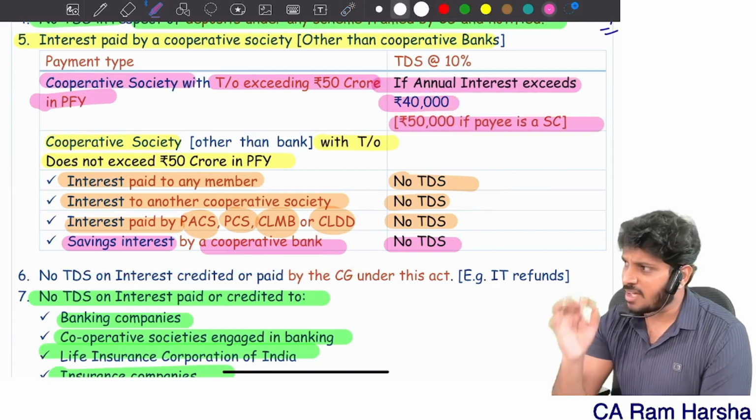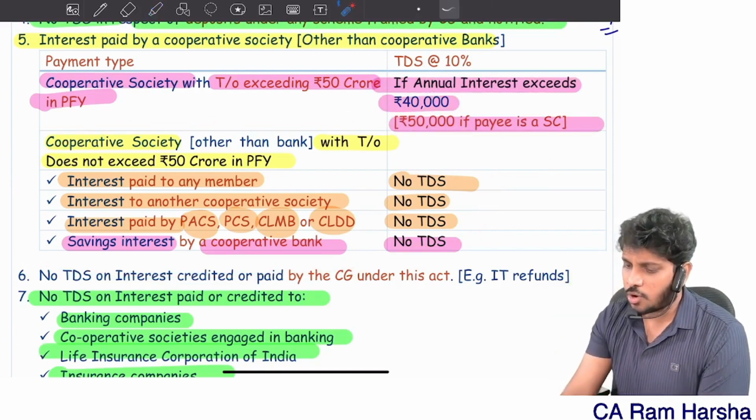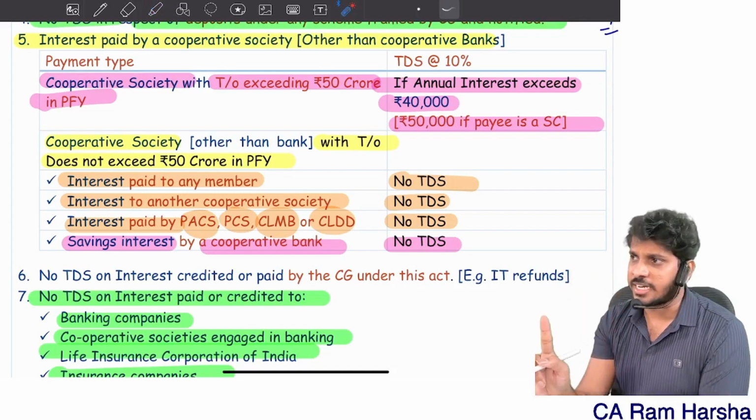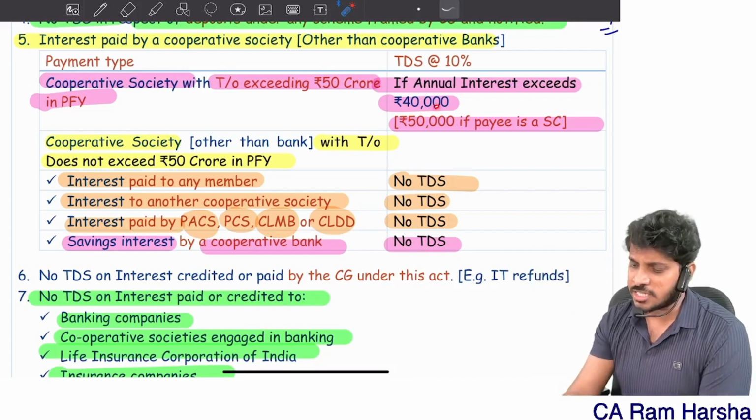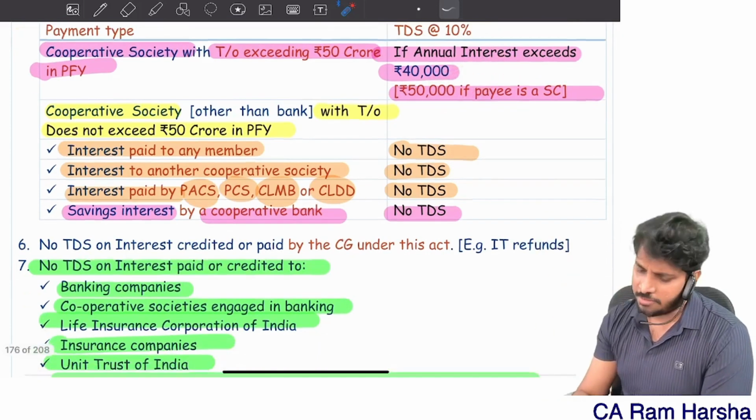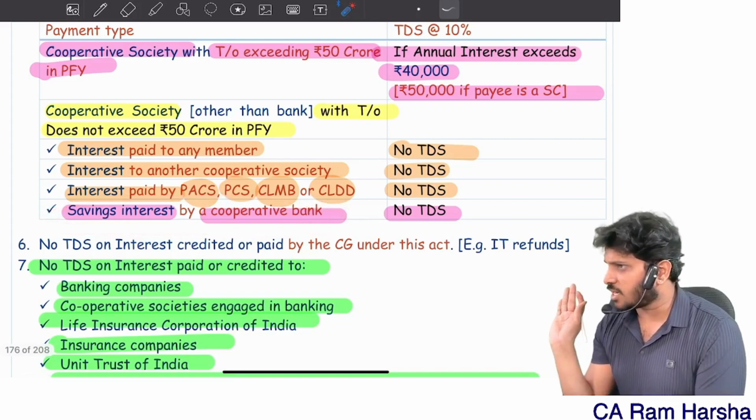Senior citizen, you are paying, 50,000 is the threshold limit. Cooperative societies are liable for deducting TDS. Look at the last year turnover, more than 50 crore, no exemptions. Straight away 40,000, 50,000 threshold limits. However, savings interest is always exempted from TDS.